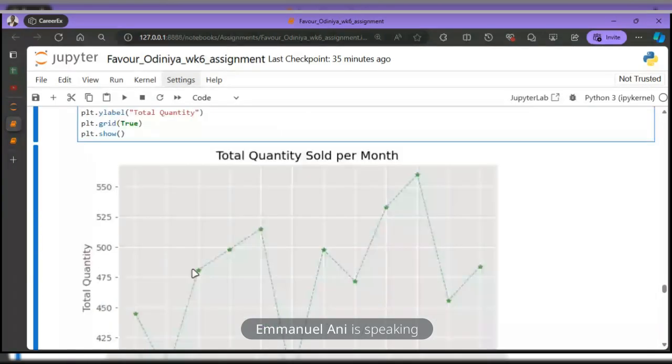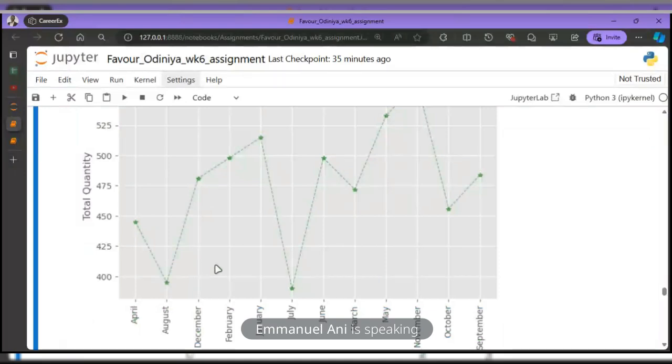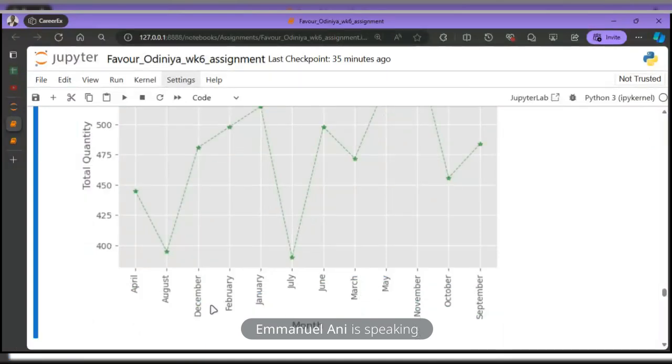This is your line chart. All right, this is your line chart. As you can see, we have the months of the year here.